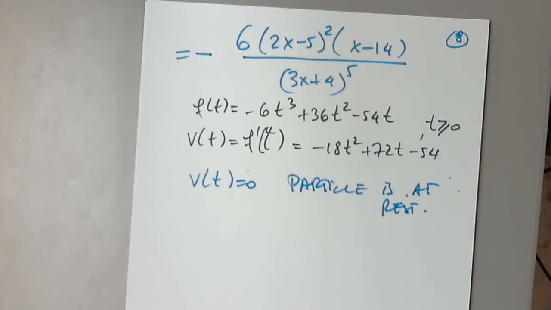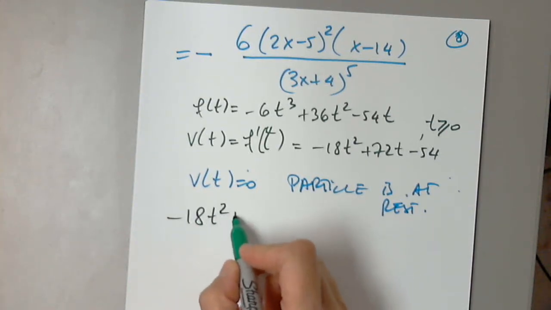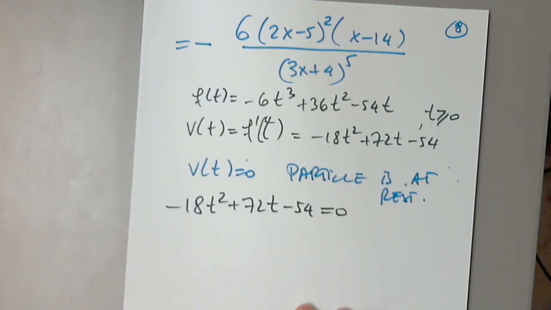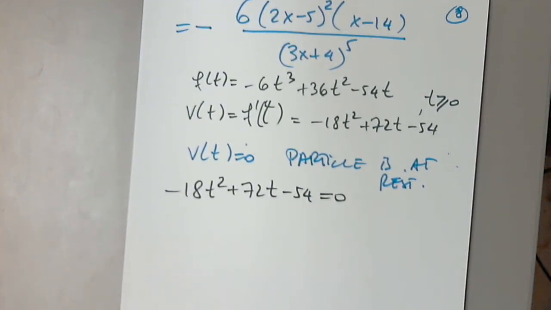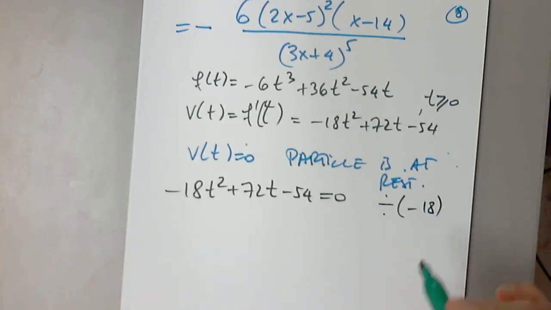Okay, so then negative 18 t squared plus 72t minus 54 equals 0. First of all, you should also always refuse to solve a quadratic equation with a negative leading coefficient, and I'm hoping that I can get rid of the whole thing. Let's take a look.